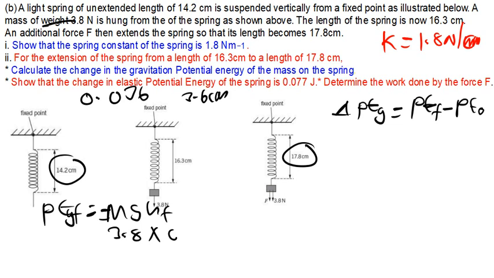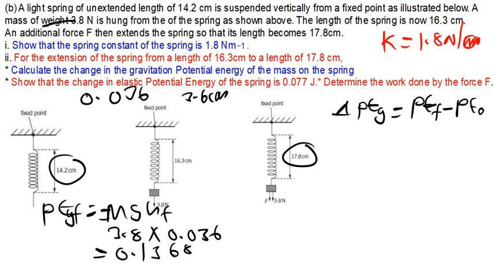3.8 times 0.036. That is going to give us what? I'm getting 0.1368 as my final. Can you confirm? Now to find the initial, I'll use the same method.